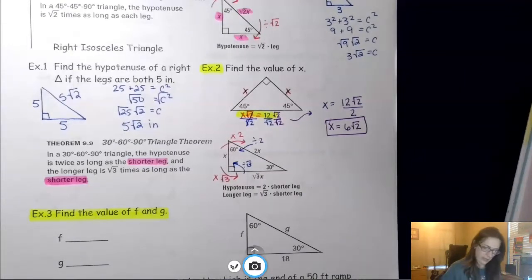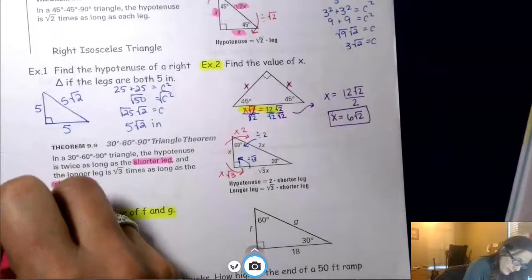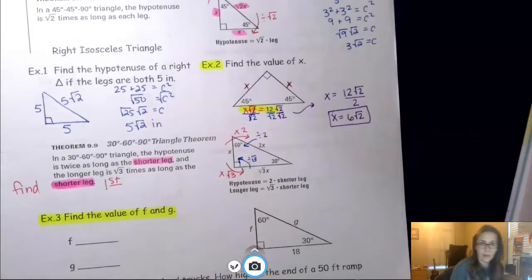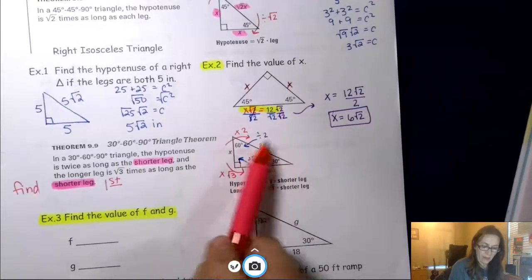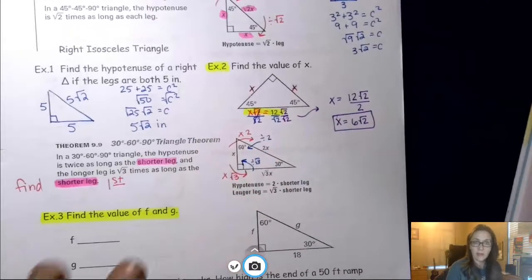So every single time, you want to find the shorter leg first. If you have it, you start with it. If you don't have it, that's what you find first. So if you have this, you go find the shorter leg, then you do the hypotenuse. If you have the hypotenuse, you find the shorter leg, then you do the longer leg. But those are our rules.